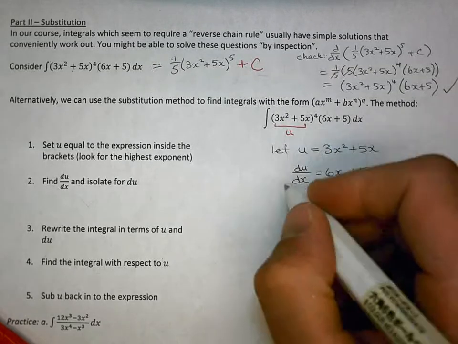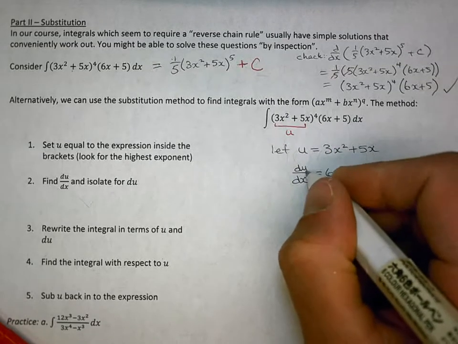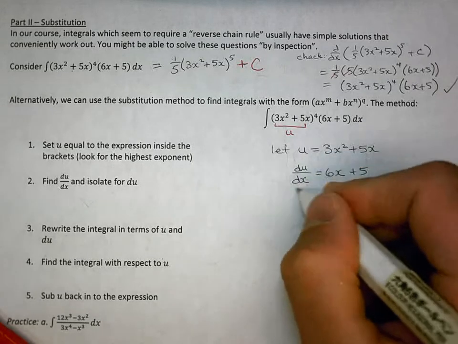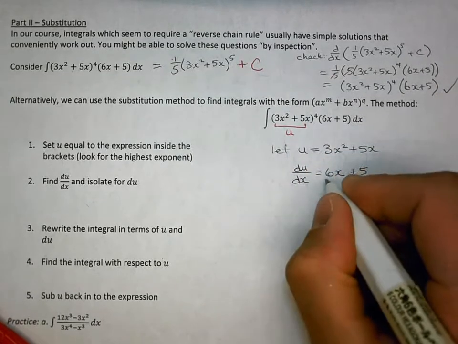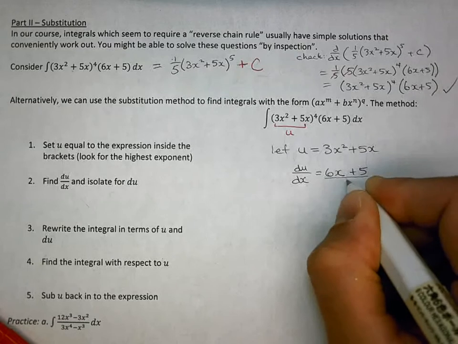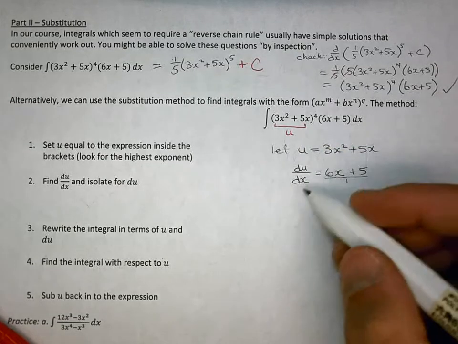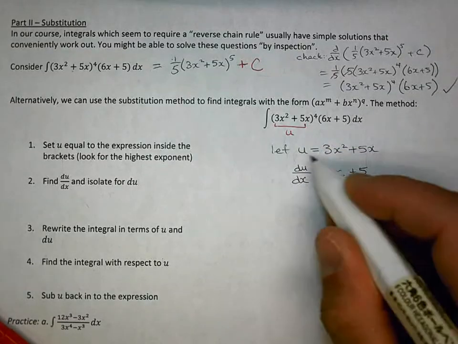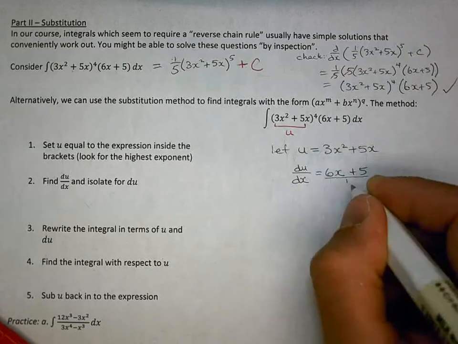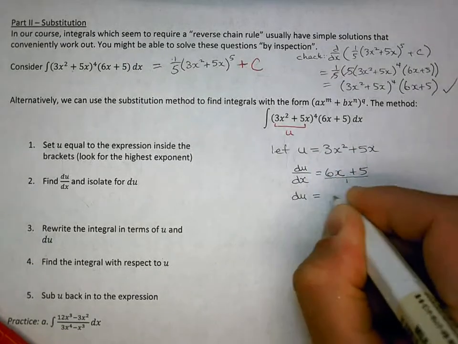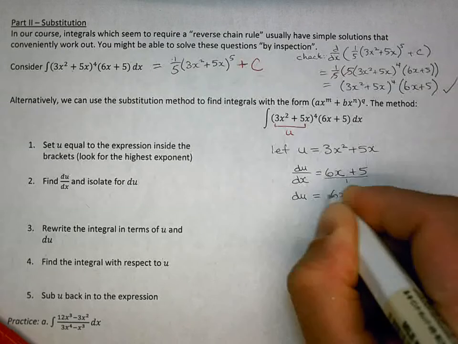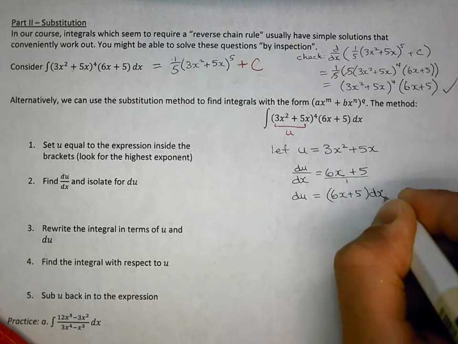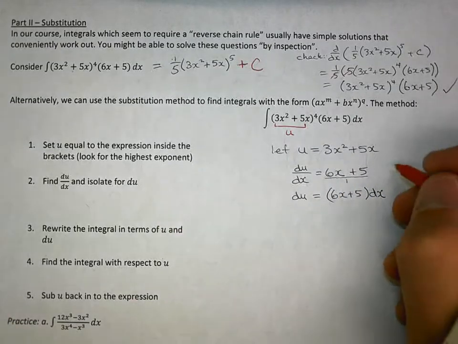Now, I want to get du by itself. This is weird, right? I told you du/dx is a fraction, and it is, but in this case, we're going to show you how we can break it up. So this is more of an idea, but it helps us do the substitution. I'm going to cross multiply, so I get du times 1. So du is equal to (6x plus 5) dx. It's a cross multiply, right?